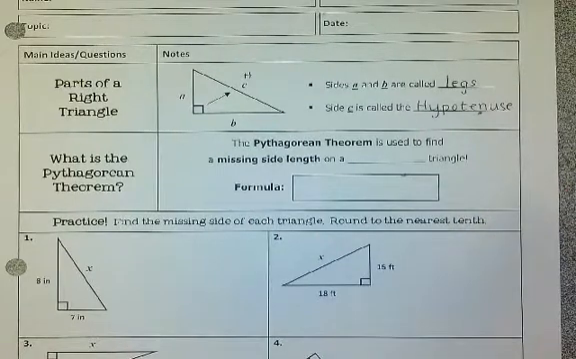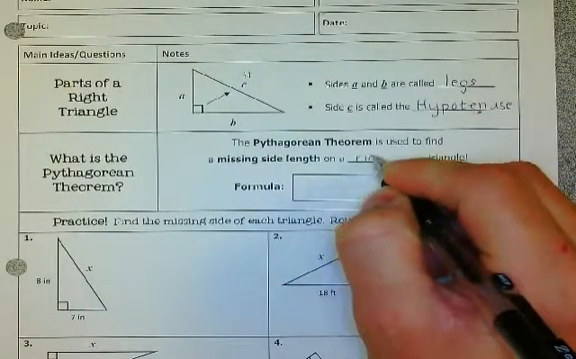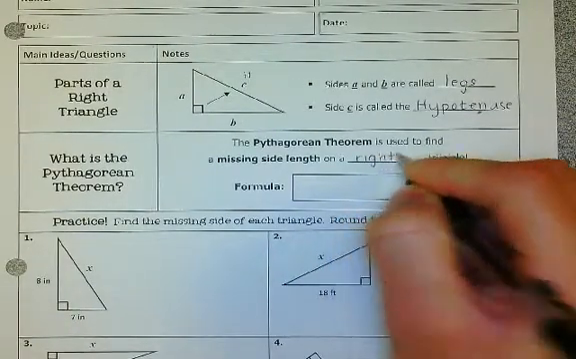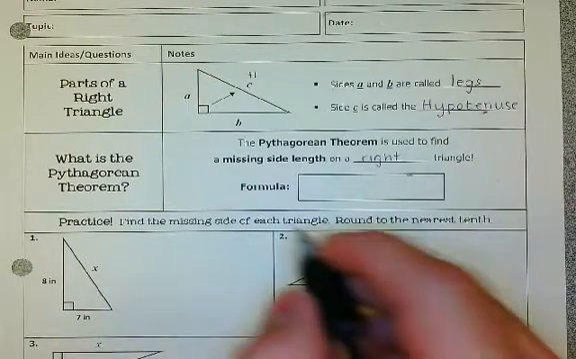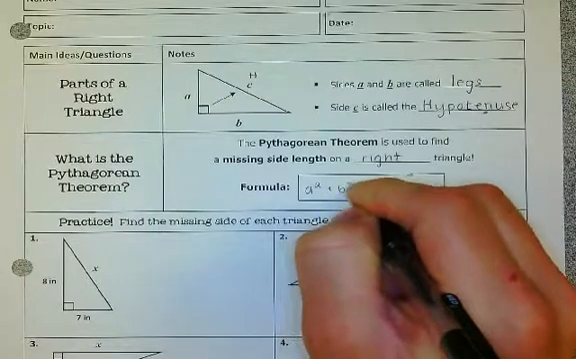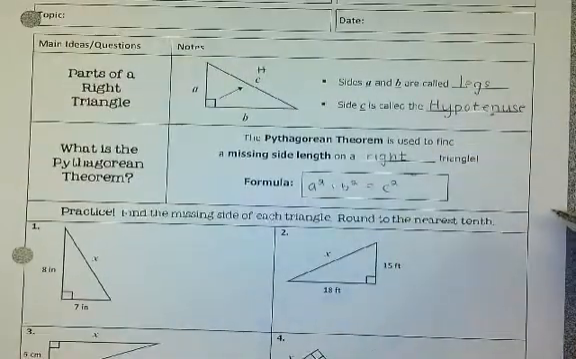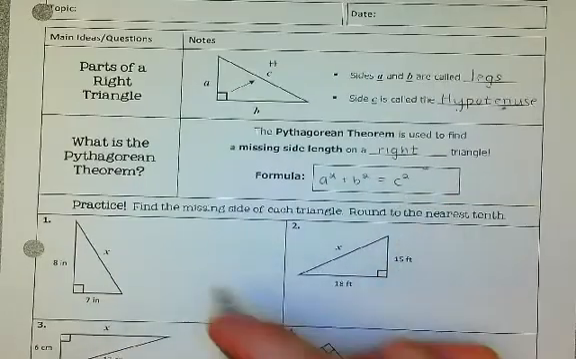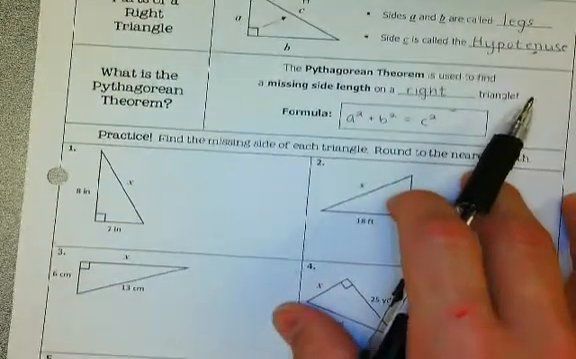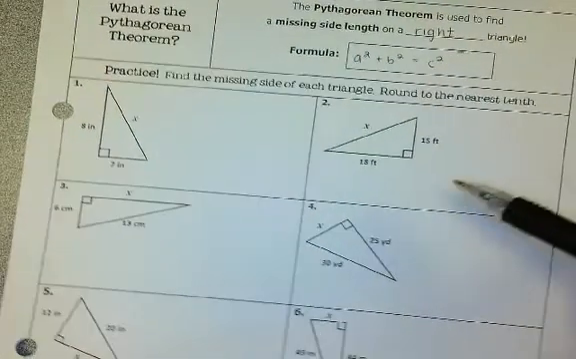What is the Pythagorean theorem? The Pythagorean theorem is used to find a missing side length on a right triangle. You can only use this for right triangles. The formula is a squared plus b squared equals c squared. We're going to use this formula down here in some of our example problems. We're also going to have to manipulate the formula a few times.